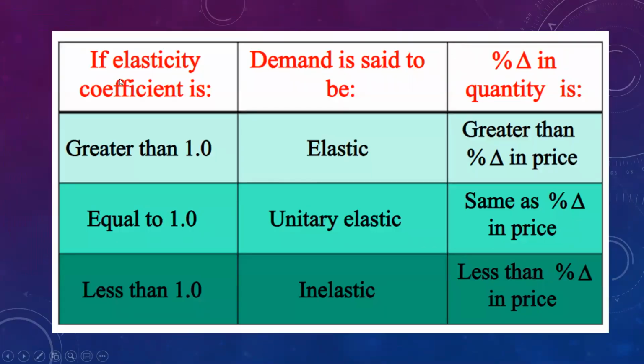Now I have explained this in a tabular form. If the elasticity coefficient is greater than 1, then demand is said to be elastic, and the percent change in quantity is greater than the percent change in price. If elasticity is equal to 1, it is said to be unitary elastic, and the percent change in quantity is equal to the percent change in price. And if the elasticity coefficient is less than 1, then it is inelastic, and the percent change in quantity is less than the percent change in price. This is the best table to remember for the exam. Many questions can be formed based on this table.